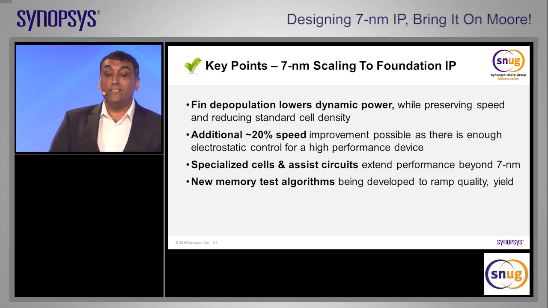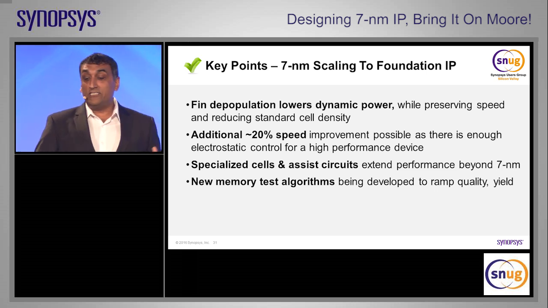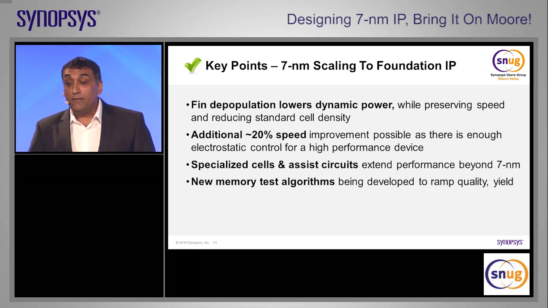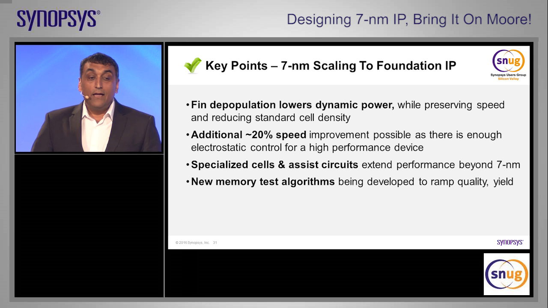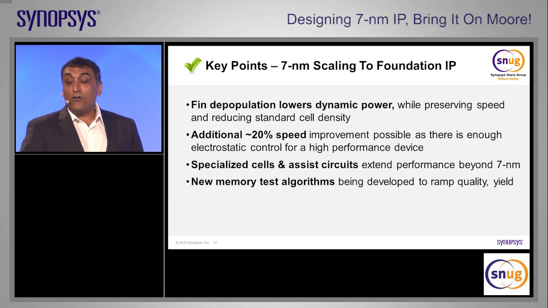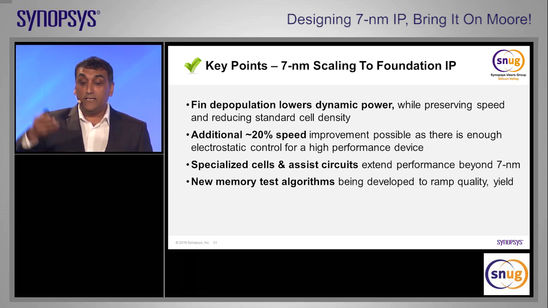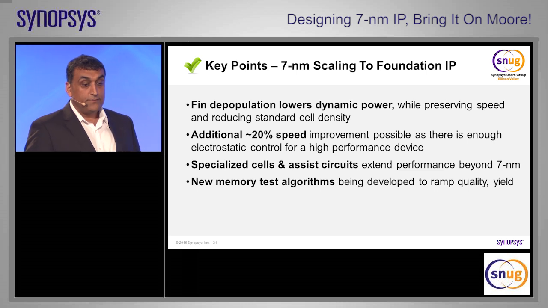What we've done is we've created some specialized cells and assist circuits, and they extend the performance beyond 7 nanometers. And we've got new memory test algorithms that are being developed by Yervant's team to ramp quality and yield.